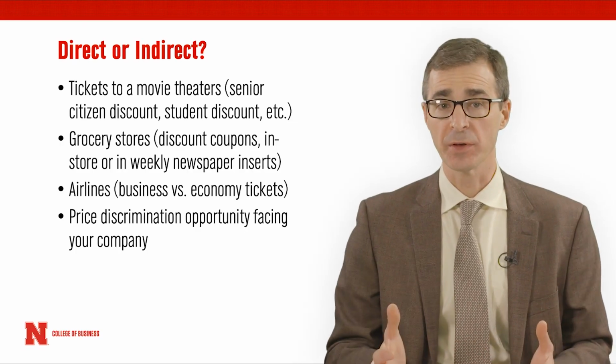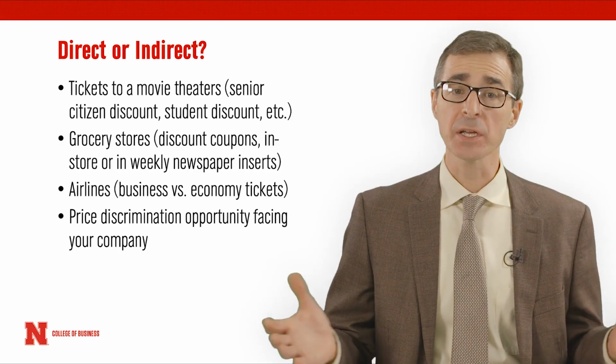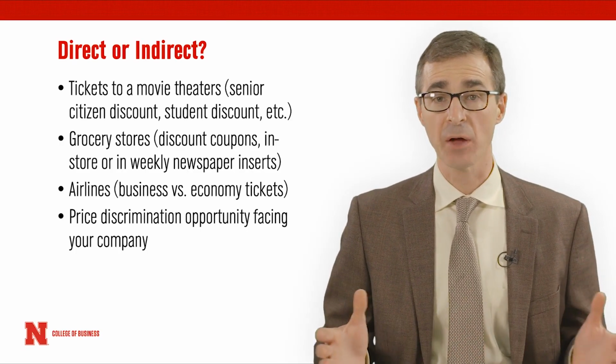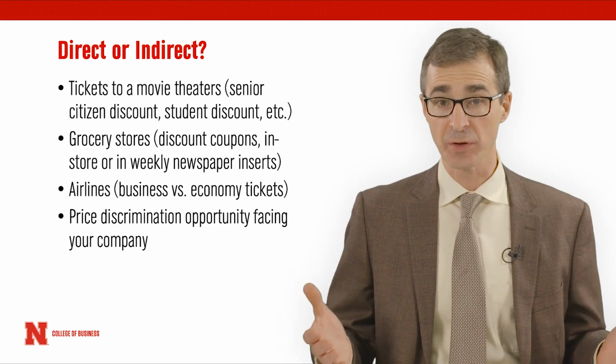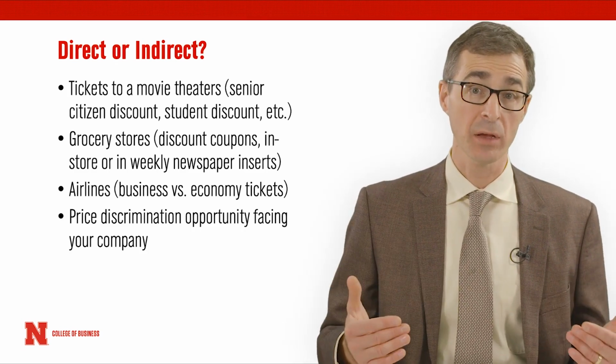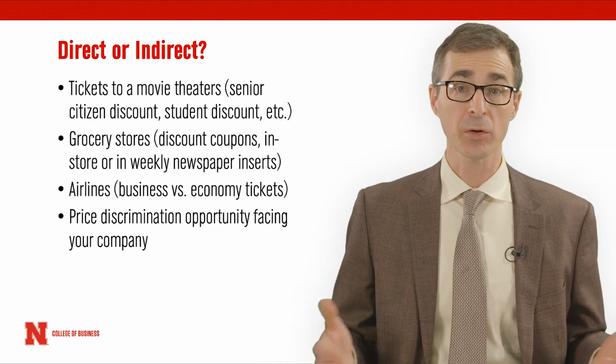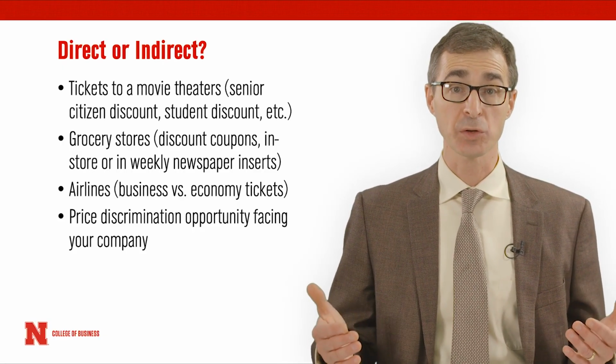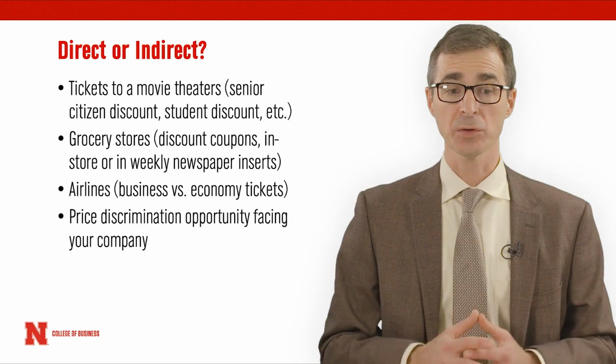Let's take a look at a couple of examples. How about tickets to a movie theater? Discounts like senior citizen discounts or student discounts. We've already seen that those are examples of direct price discrimination because the movie theater could identify whether an individual belonged to that particular group.